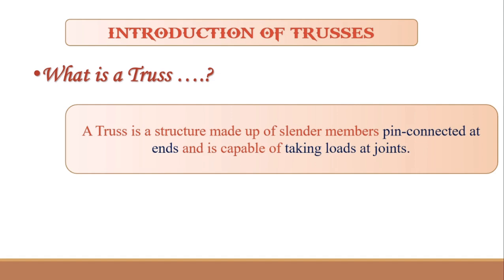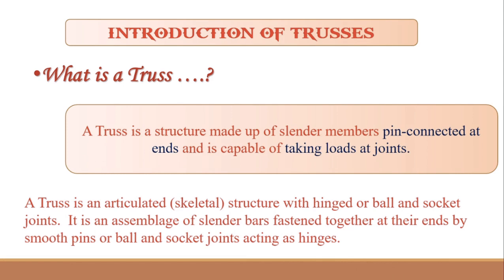A truss may also be defined as an articulated structure with hinged or ball and socket joints. I'll show you the picture so that you can understand clearly. So it is an assemblage of slender bars fastened together at the ends by smooth pins or ball and socket joints acting as hinges. Where the connection is done, it is also called a hinge. At hinges only, the load is taken care of.